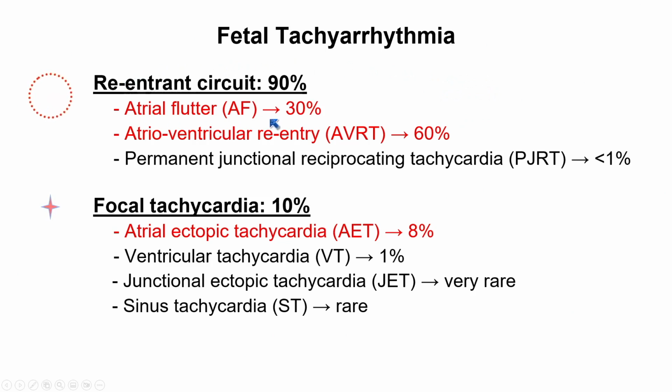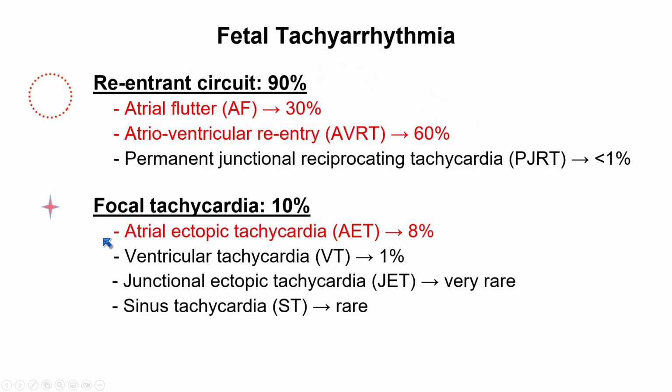The most common mechanism is what we call re-entry. Re-entry means electricity recircuits around an area, the same area that has been excited before, within the atrium, atrial flutter, or between the atrium and the ventricle across an accessory pathway. 90% of all arrhythmias are related to re-entrant circuits.